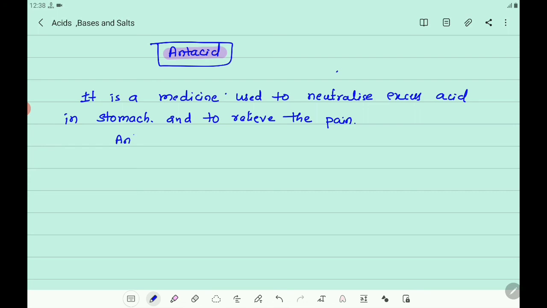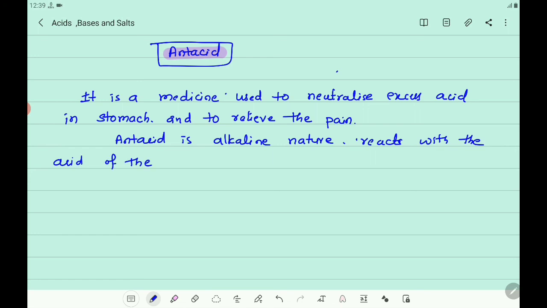You know that antacid is alkaline in nature, meaning it is basic in nature. It reacts with the acid of the stomach and neutralizes it.